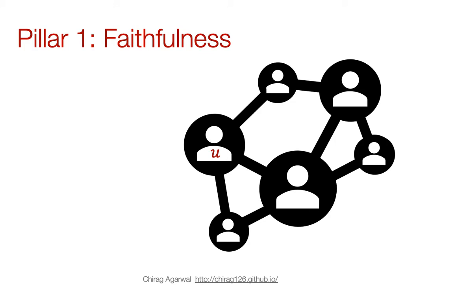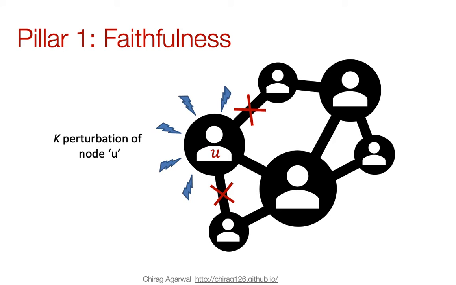We now move to the first pillar of faithfulness. A reliable explanation should faithfully capture the behavior of the underlying model. An explanation corresponding to a node U is faithful if it accurately captures the behavior of the underlying model in the local region around node U. In order to quantify faithfulness, we generate k perturbations of node U. This is done by adding some random noise to the node attributes for node U and modifying the edges associated with node U.